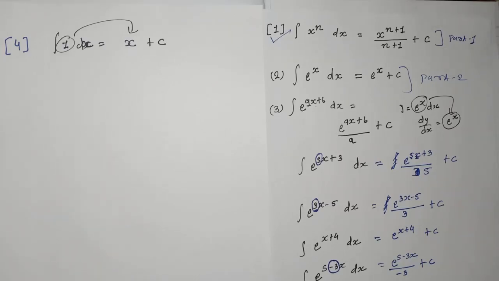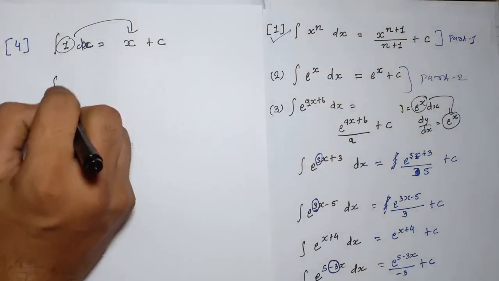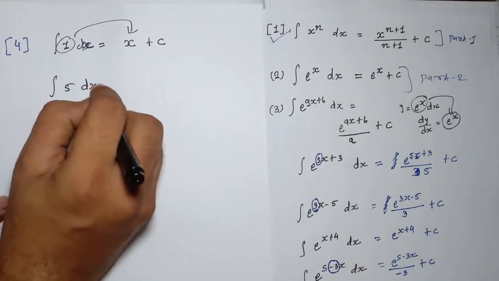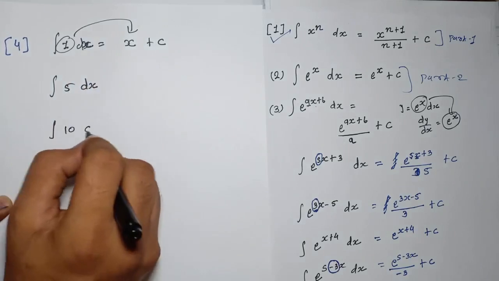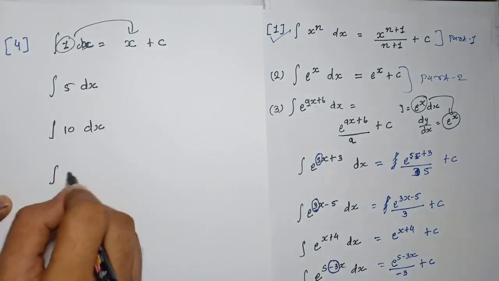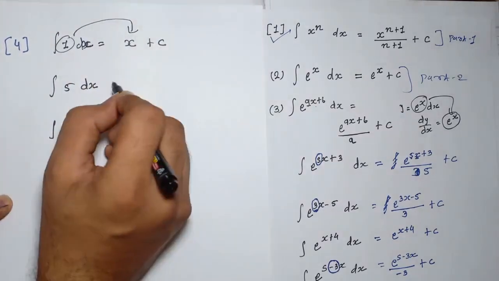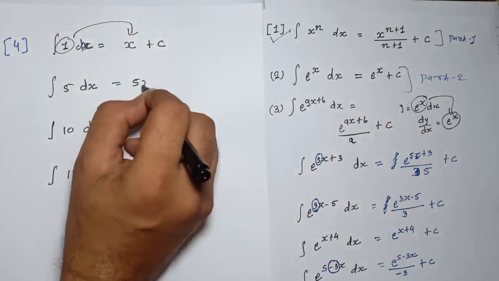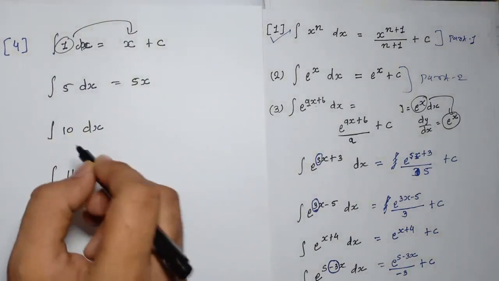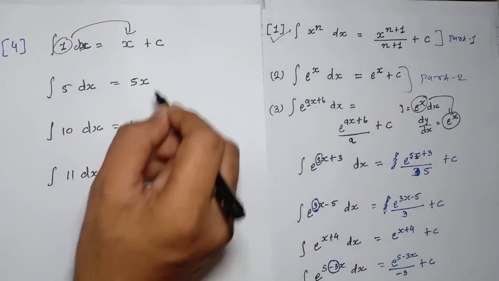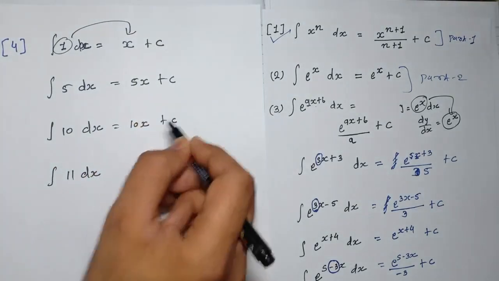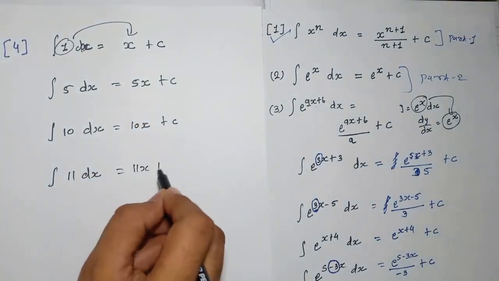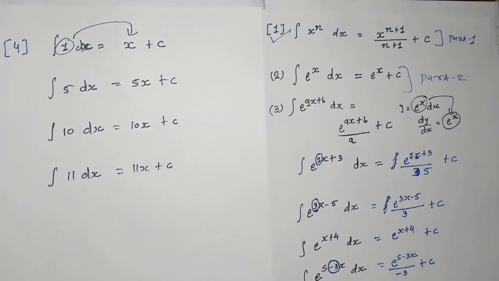In this way, suppose 5 is given, 10 is given, 11 is given, so what will be the answer? If 5 is given, so answer will be 5x. 10 is given, answer will be 10x. 11 is given, answer will be 11x. Clear? So 1 ase, to x lagi jase. Itna koi pan numbers ase, sathe x lagi jase.